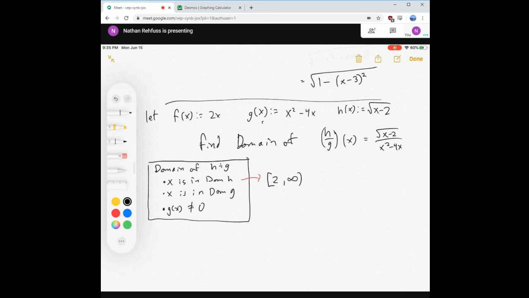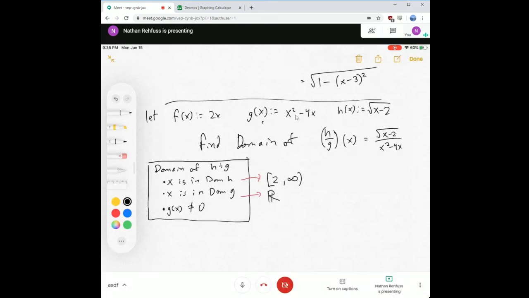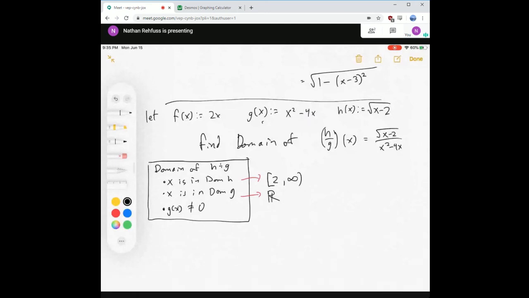We said before, it doesn't matter what number I pick. I can always plug it into g. There are no fractions and there are no square roots, so there's no restrictions. Third, g of x can't be 0. And this one's going to take a little bit of effort. That means x squared minus 4x, whatever x is, can't be 0.